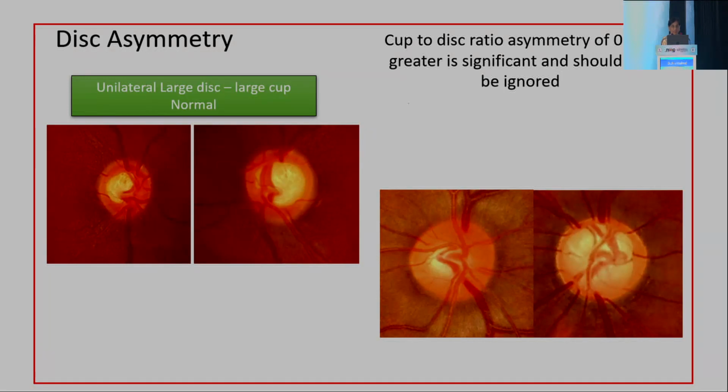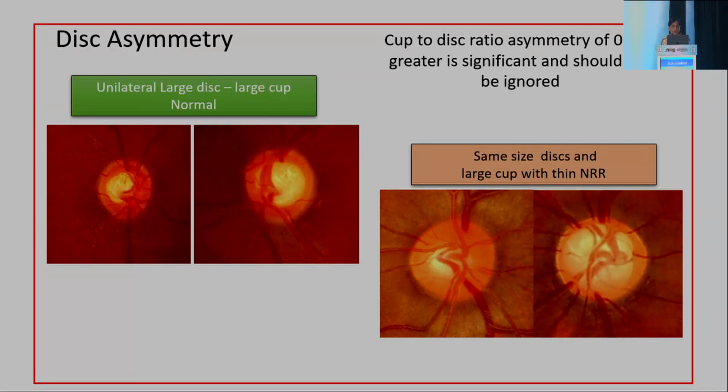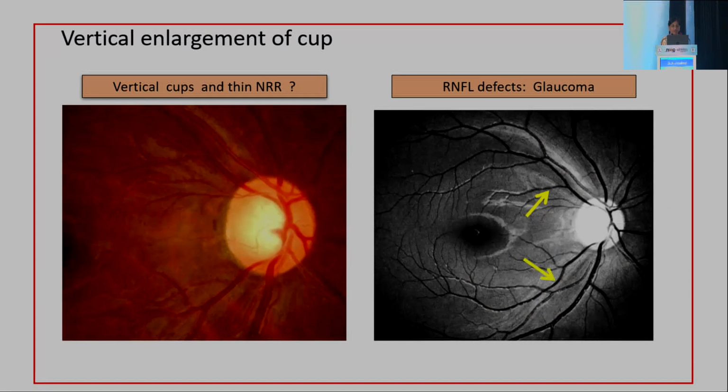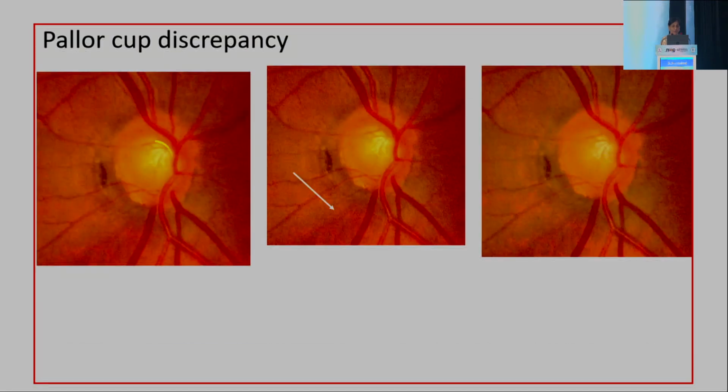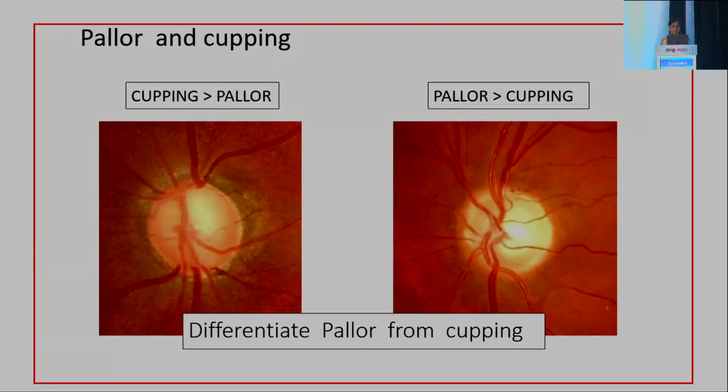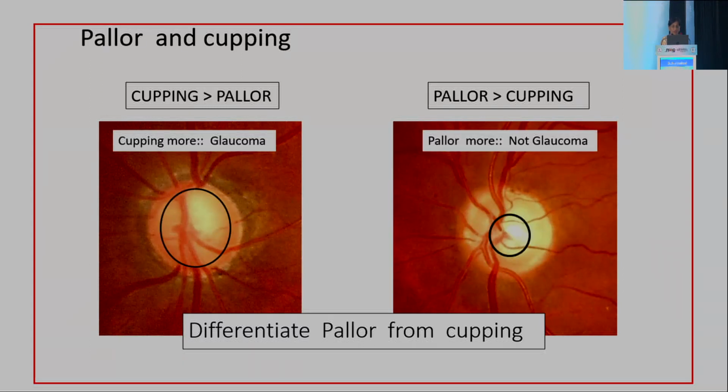So disc asymmetry, unilateral with a large cup and large disc can be normal, but if the disc size is the same and NRR is thin with a large cup, it should be investigated. Vertical enlargement of the cup in a vertical oval disc can be normal, but vertical cups and thin NRR along with RNFL defects can be glaucoma. So pallor cup discrepancy is a pathognomonic sign, and you need to identify these patients very carefully, especially if they have wedge-shaped RNFL defects where the notching is there. So cupping more than pallor, definitely glaucoma, but pallor more than cupping may not be glaucoma.